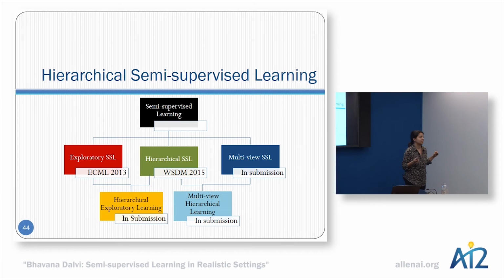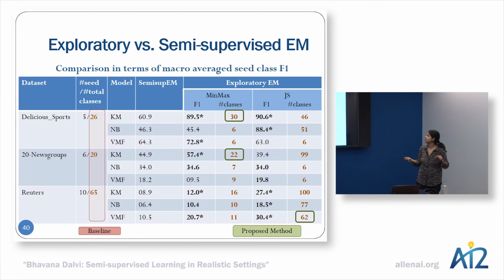Yeah. Can you go back to the result page? You were evaluating on F1, and F1 is really sensitive to the number of classes, right? If you look at the last row, Reuters has 65 different classes, and the best F1 comes from predicting 62. And if you predict 100 classes, you would get really bad F1s, right?